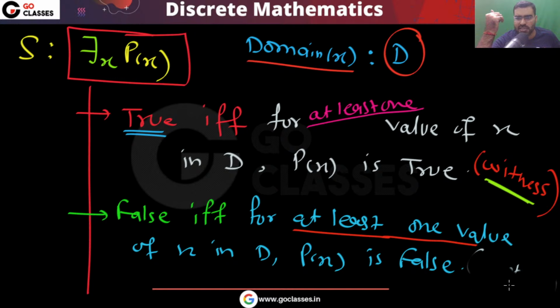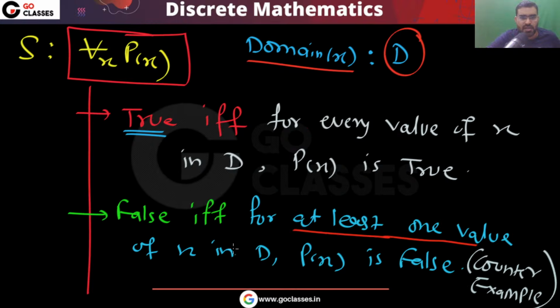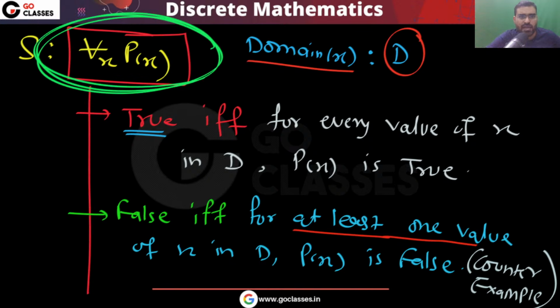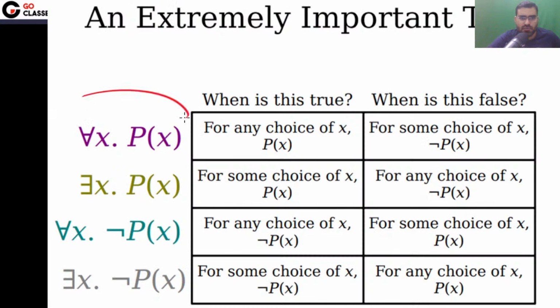Now, when can I say this will be false? This will be false if everyone is making it false. So I can say if for every value this P(x) is false. So very simple. Remember, to make it false, one person is enough for the universal statement. To make it true, one person is enough for the existential statement. So finally you can see this for all X.